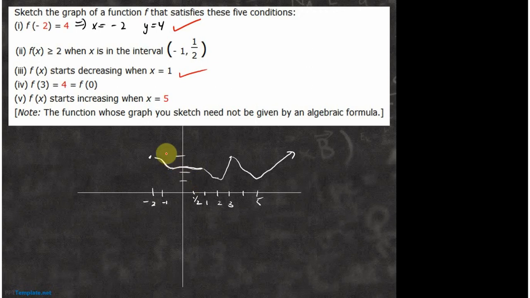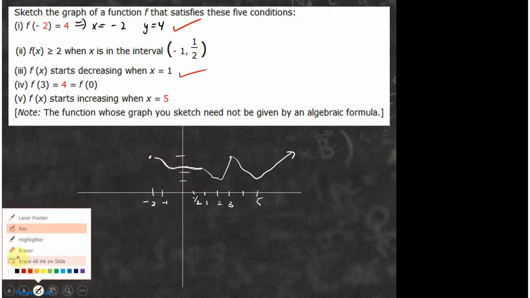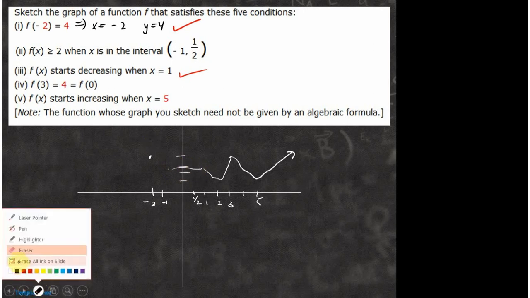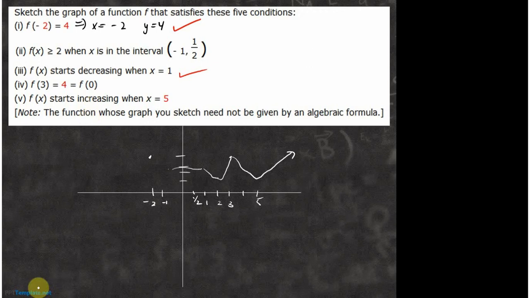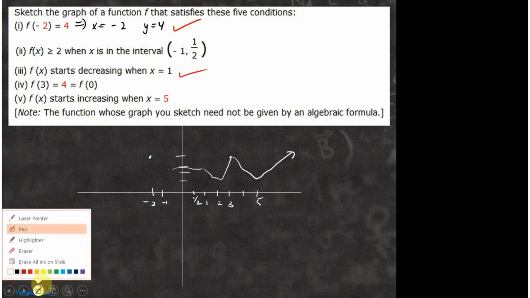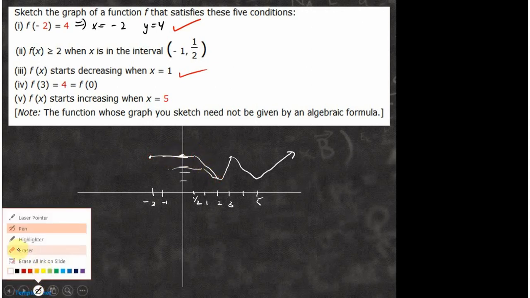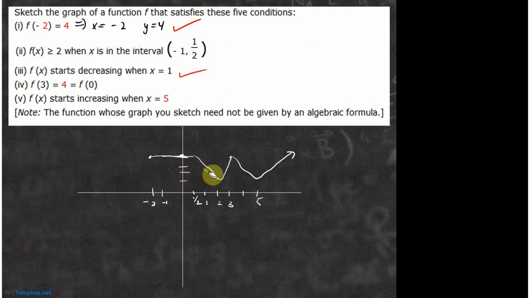And also it said f at 0. Well, let's see, I needed my eraser now. They also gave me the clue that f at 0 is 4 as well. So here's how I can do it. I can make it straight like that. I can make it go down like this. And then I think I have everything else in it.